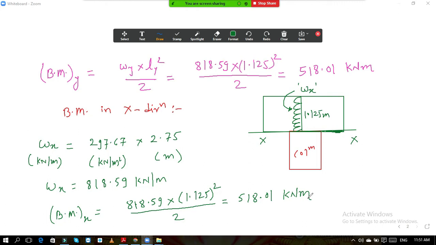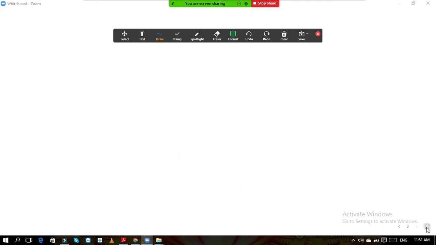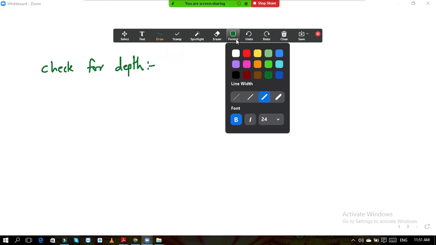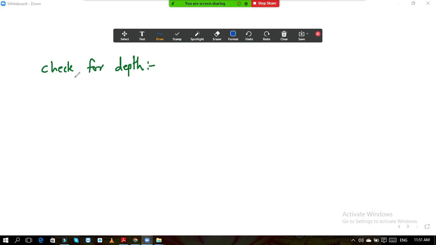Okay. Now after the calculation of both the bending moments, our next point is we will take the check for depth. So here check for depth. Now for checking the depth, you know that we equate the maximum bending moment to the moment of resistance.